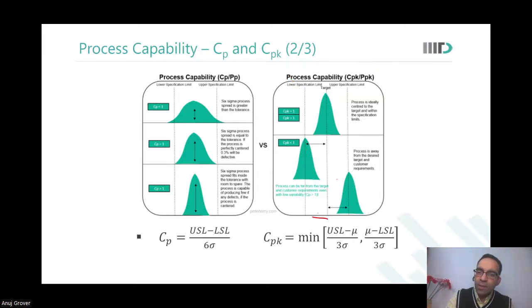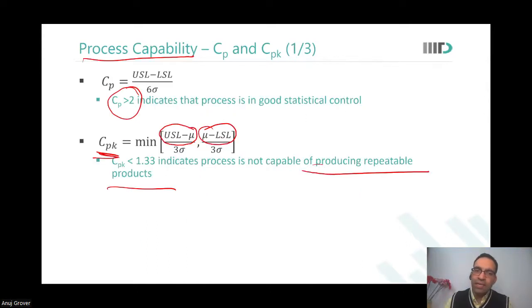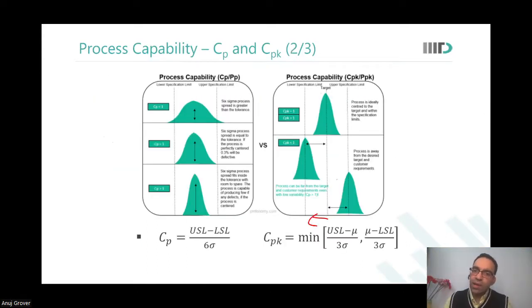As soon as CPK degrades, what happens? You notice that your memory yield goes for a toss. Because for memory to function well, you want it plus minus 6 sigma. Therefore, you would ideally want CP to be greater than 2 and CPK to be greater than 1.33. It only leaves more margin for you and allows you better yield. Is that okay?